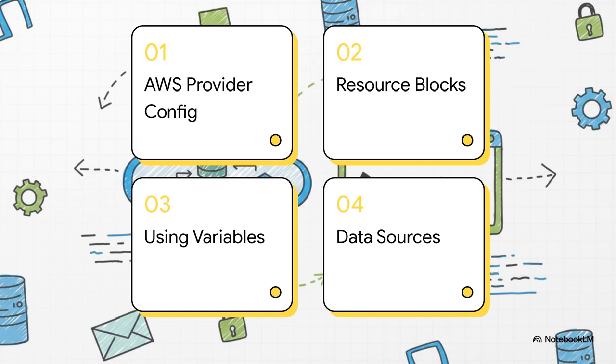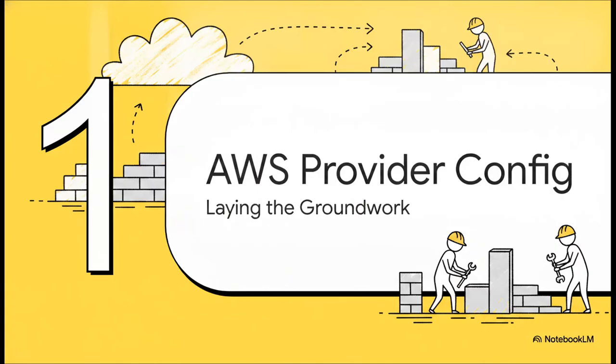Okay, let's dive into this. Here is our game plan for today. We're looking at 4 foundational blocks: configuring the AWS provider to establish our site, building with resource blocks to lay the bricks, using variables for dynamic design, and finally fetching data with sources to map out the neighborhood. Let's jump right into Section 1, configuring the AWS provider.